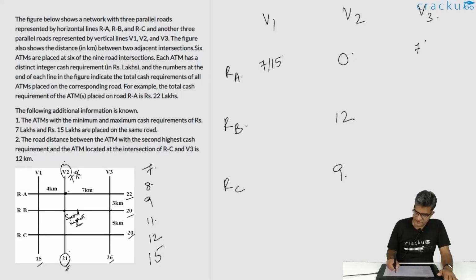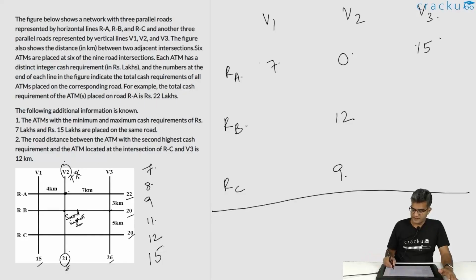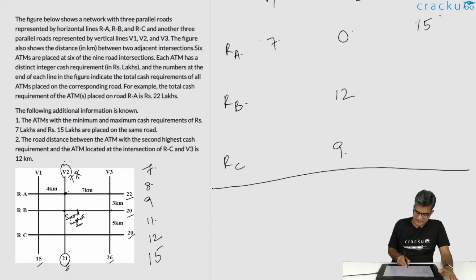Similarly, this also is 7 or 15. We don't know which one is 7 and which one is 15. Let us consider both the cases. In the first case, we will assume that this is 7 and this is 15. In the next case, we will assume that this is 15 and this is 7. This will be RA in the second case, this will be RB and this will be RC.